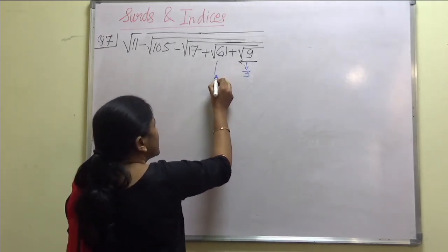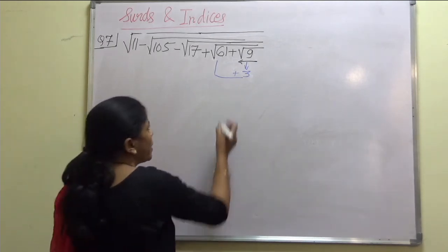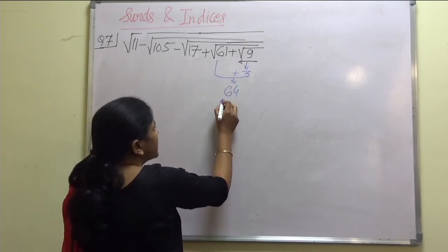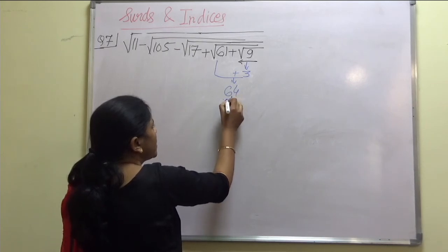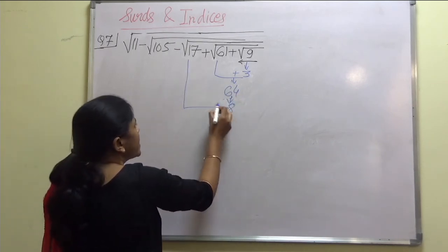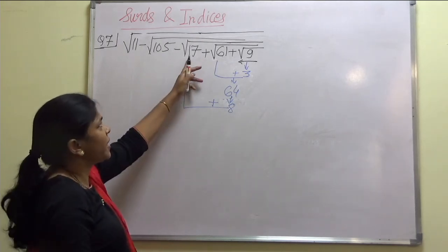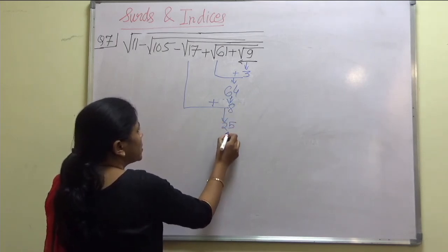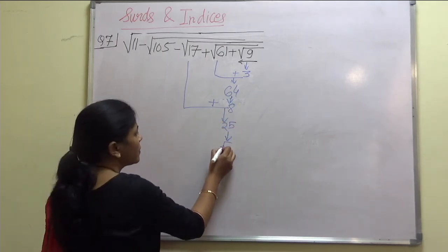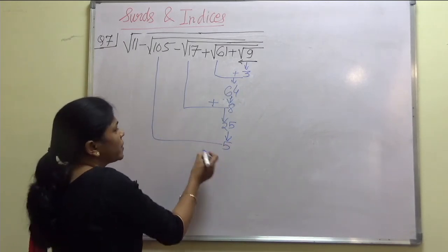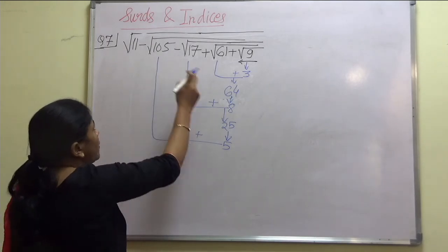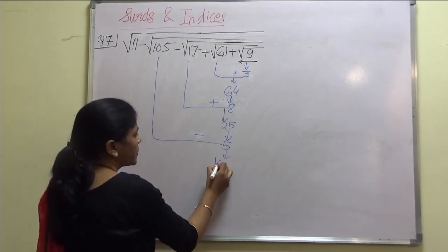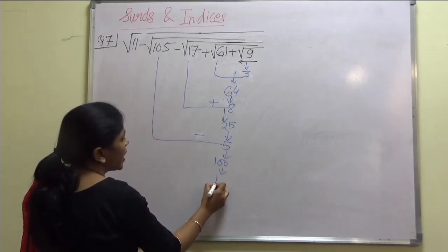Then 3 plus 61, that gives you 64, right? Under root of 64, that is nothing but 8. Then again add this with the next number, that is 17. 17 plus 8 is 25. Now square root of 25 is 5. Consider this with the next number, right? So 105. Then we have minus, so minus 5. So that comes up to be 100. And square root of 100 is nothing but 10.